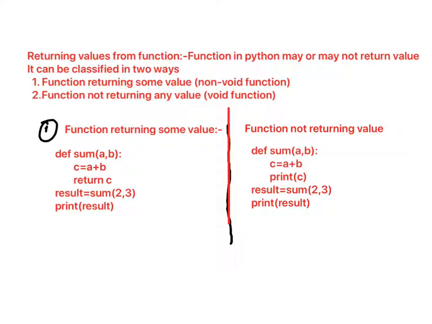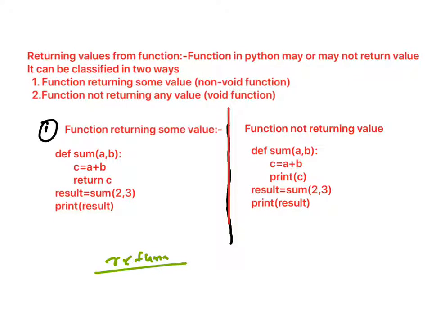Now the next very important concept of the function is returning values from the function. A function in Python may or may not return a value. It can be classified in two ways basically. The first one is a function returning some value; this is a non-void function. A function not returning any value is a void function. Just keep in your mind this void and non-void. I'll explain it later on. First, I'm just giving you an idea of the return statement.